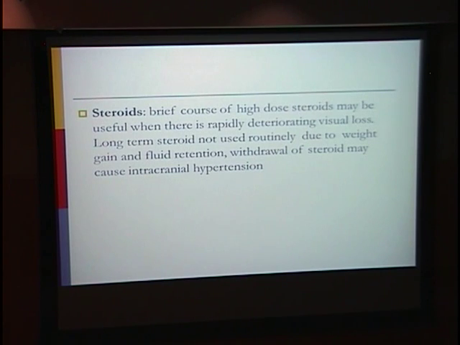Steroids: a brief course of high-dose steroid may be useful when there is deterioration in visual loss, but long-term steroids are not routinely used. First of all, because of weight gain, fluid retention, and there is also debate regarding the withdrawal of steroids.